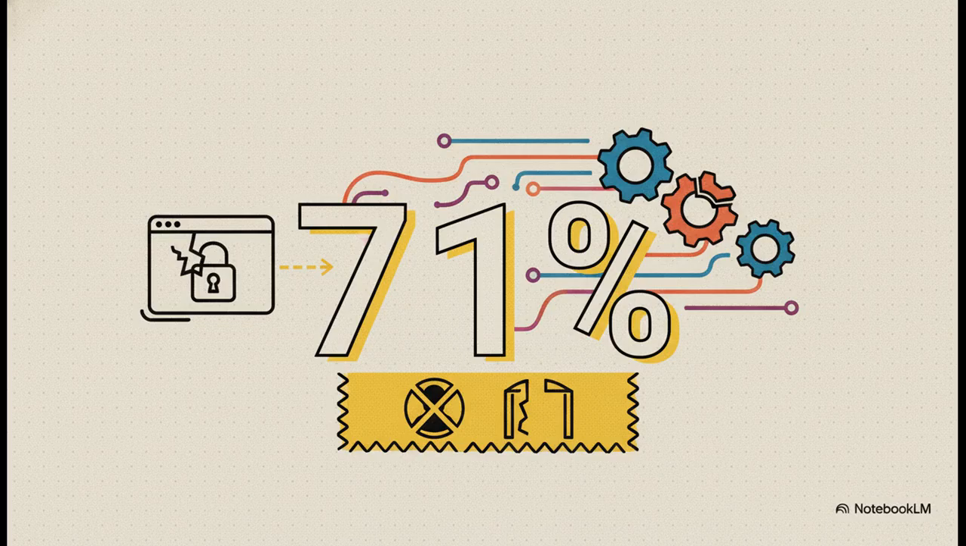A recent study found that a whopping 71% of web applications have some kind of broken access control. And think about what that really means. It means that even if you have a rock-solid login system, your application could be completely wide open if it doesn't correctly enforce what a logged-in user is actually allowed to do.